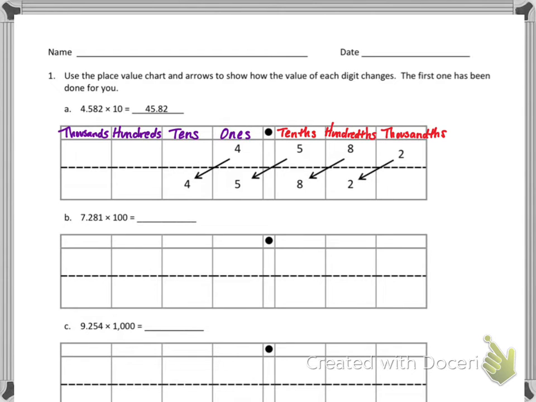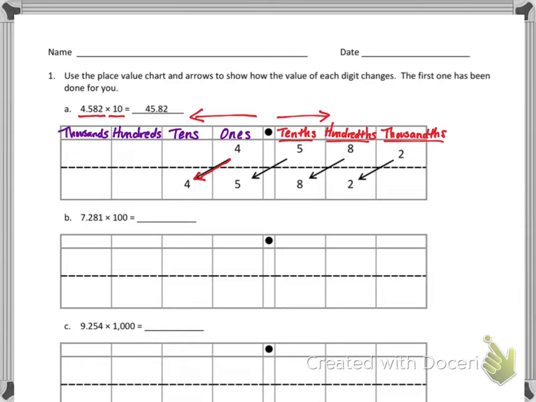And what I hope kids understand is that anything to the left of the decimal is a whole number, ones, tens, hundreds, and thousands. And anything to the right of the decimal is less than one, or tenths, hundredths, thousandths. And if we have the number 4.582, or 4 and 582 thousandths, and we multiply that by 10, then what we are doing essentially is each digit is moving one place value to the left.